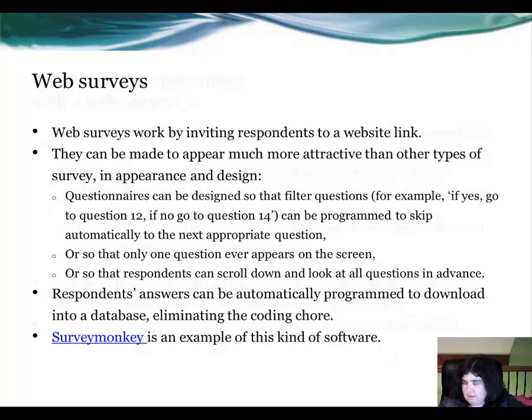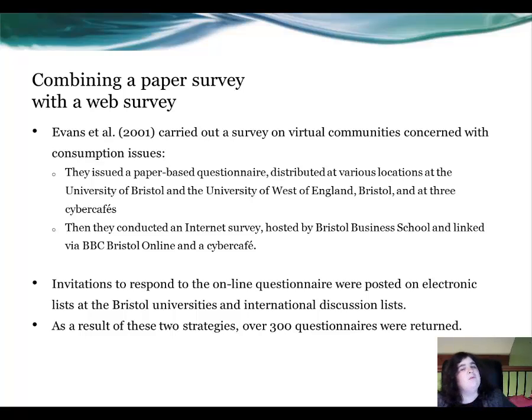You can obviously mix online with paper surveys. Evans et al. carried out a survey on virtual communities concerned with consumption issues. They issued a paper-based questionnaire at locations in Bristol and the University of the West of England, and at 3 cyber cafes, and then they conducted an online survey. Invitations to respond to the online survey were posted on electronic links at the Bristol universities. As a result of these two strategies, over 300 questionnaires were returned. So doing mixed methods can also increase your response rate. Some people like paper, some will do web surveys.